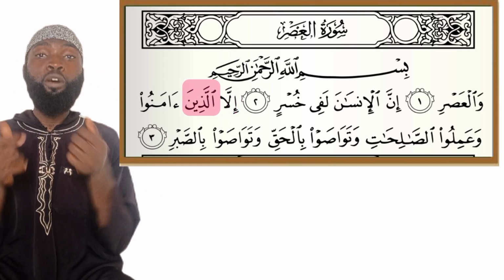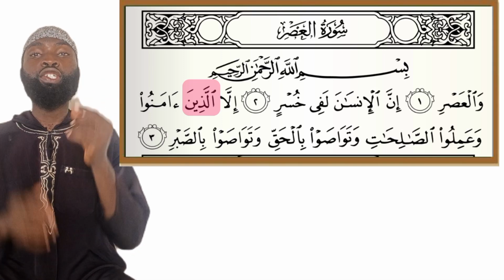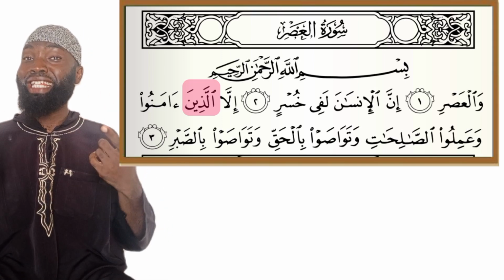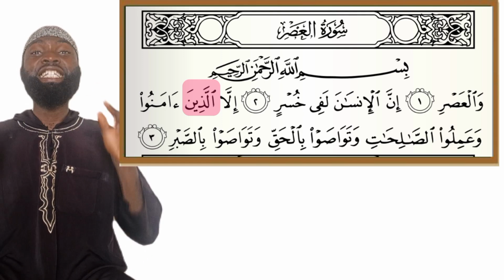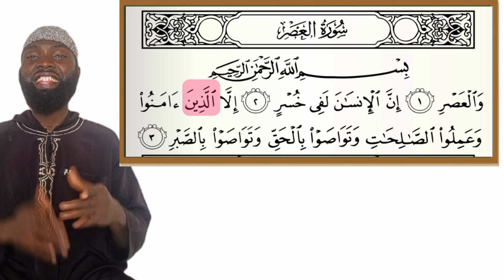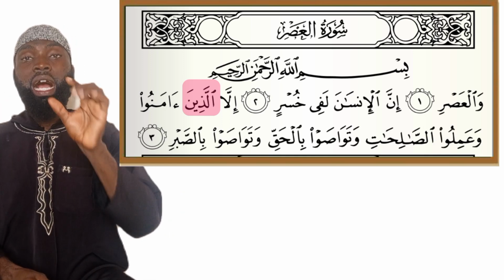Alladhina is the plural form of alladhi, that is who, for the plural masculine. So alladhina, and this word is very common in the Quran. Innal ladhina amanu, innal ladhina kafaru, ya ayyuhal ladhina amanu, ya ayyuhal ladhina kafaru, alladhina. So Allah is saying illa alladhina, except for those.